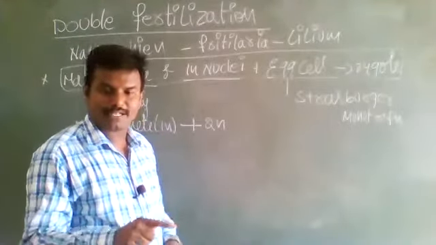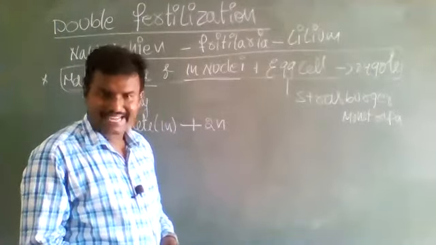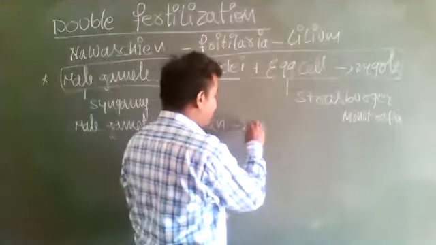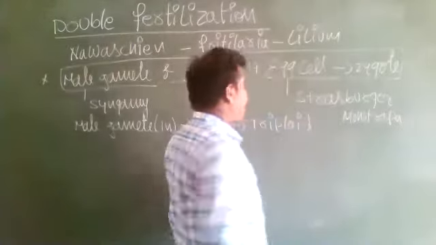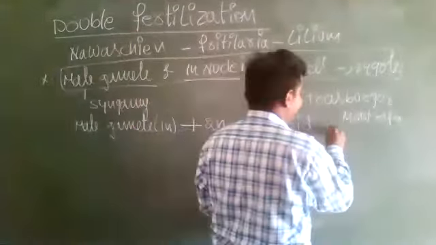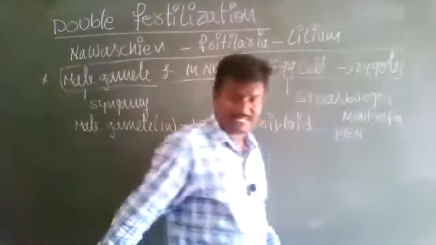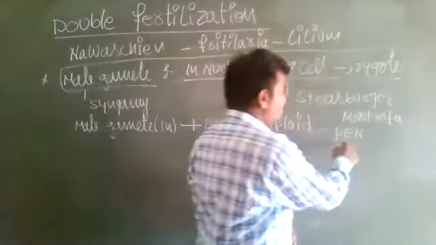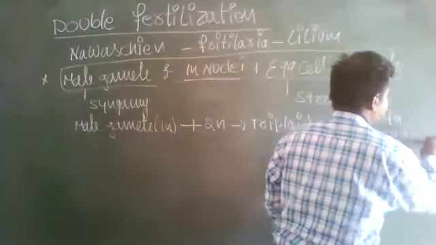One more male gamete enters the center of the embryo sac. There it fuses with the secondary nucleus and forms a triploid nucleus. This triploid nucleus is gradually called the primary endosperm nucleus. This primary endosperm nucleus gradually develops into endosperm.